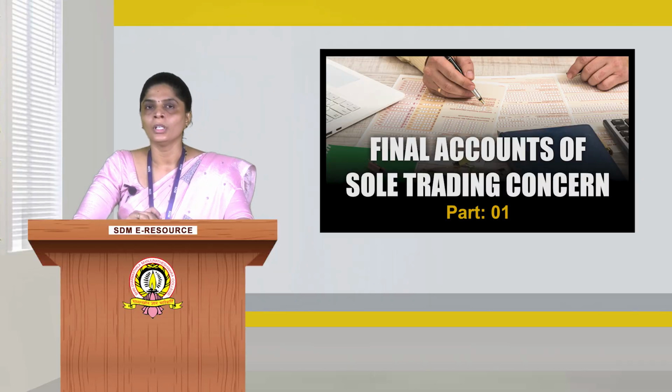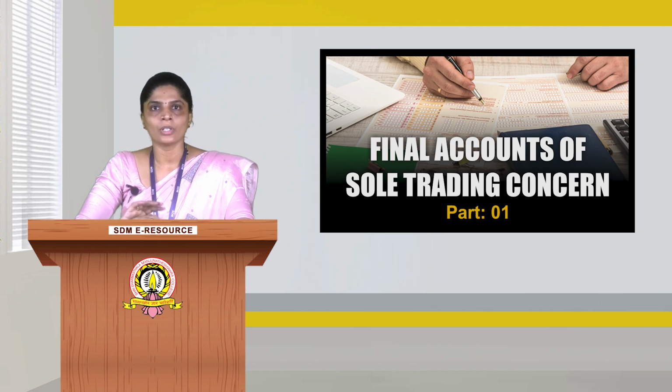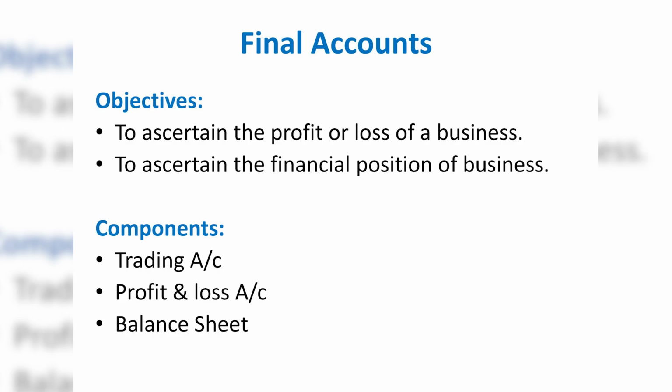As we all know, each and every businessman is very curious to know the performance of his business. Hence, they maintain a few important accounts. The important account is the final accounts. The final account is prepared mainly to fulfill two important objectives. The first one is to ascertain the profit or loss of a business, meaning to know the financial result, for which they maintain the final accounts.